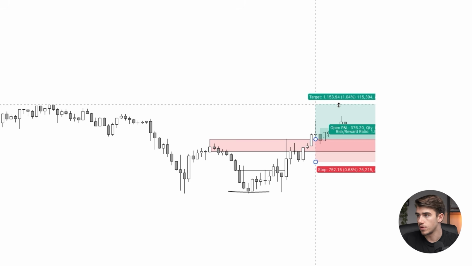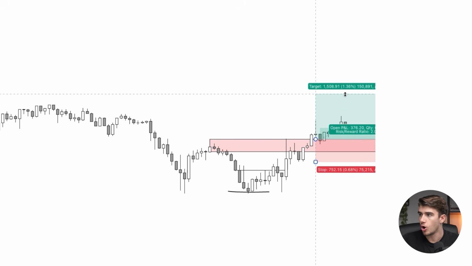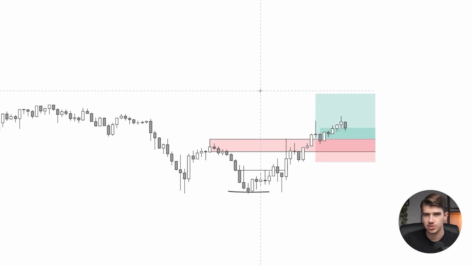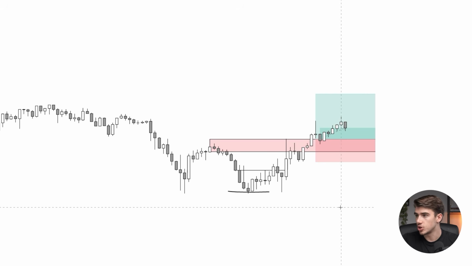Now my take profit on the other hand is set at a fixed 2R. Now can you experiment with discretionary take profits? Absolutely. But if you want to make sure that no matter what you win more than you lose, well then I highly suggest that you simply stick with 2R. That means we are winning twice as much as we are risking.